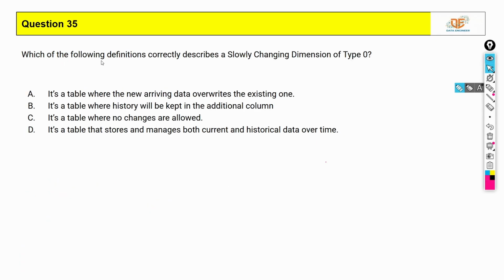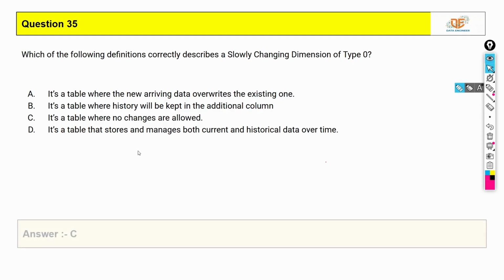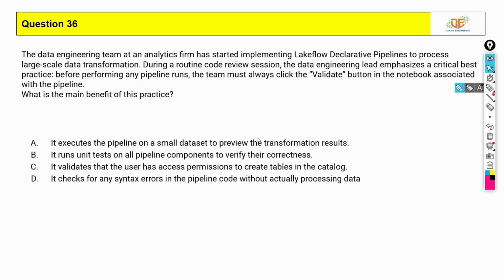Question number 35. Which of the following correctly describes SCD type 0? In type 0, we usually don't change the data. With SCD1, we overwrite the data. In SCD2, we add the columns start date, end date, and a flag to denote whether the record is active or not. In SCD3, we add a new column. So for type 0, table change is not allowed.